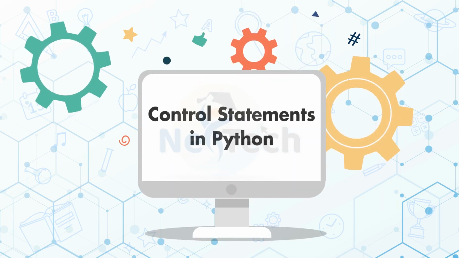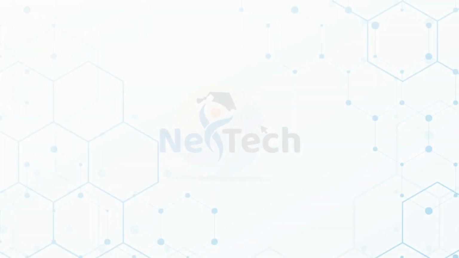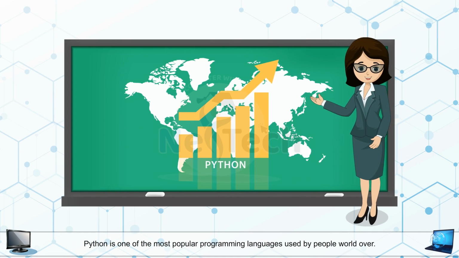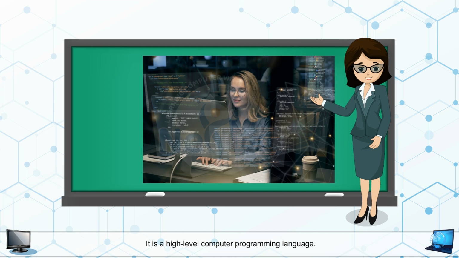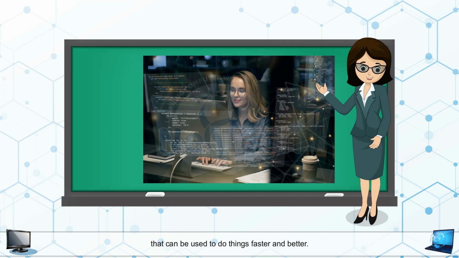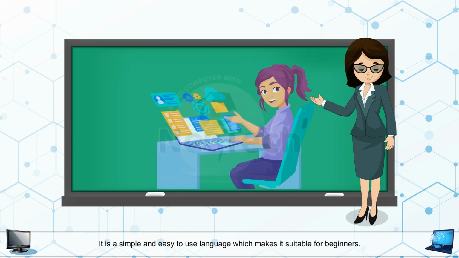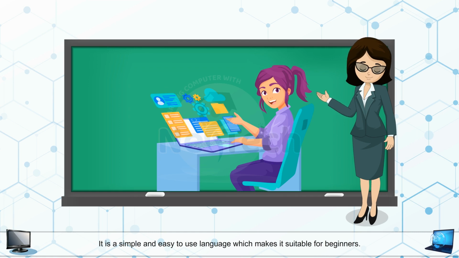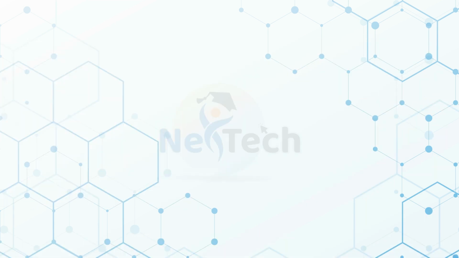Chapter 5: Control Statements in Python. Python is one of the most popular programming languages used by people the world over. It is a high-level computer programming language. This programming language enables you to create interesting programs that can be used to do things faster and better. It is a simple and easy-to-use language, which makes it suitable for beginners.